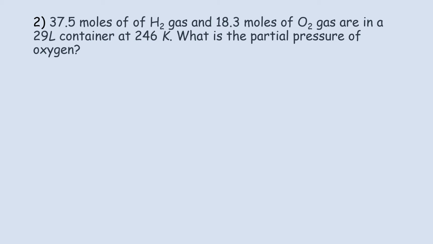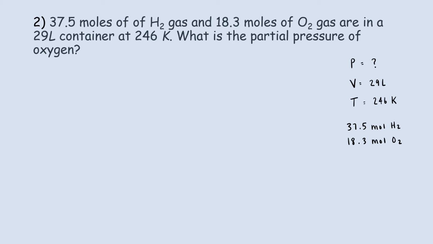Question 2. 37.5 moles of hydrogen gas and 18.3 moles of oxygen gas are in a 29-liter container at a temperature of 246 Kelvin. What is the partial pressure of oxygen? So I always start out these problems by identifying our given quantities. So in the problem, we're given a volume, a temperature, and a number of moles of hydrogen and oxygen. In this case, we're asked to solve for partial pressure.